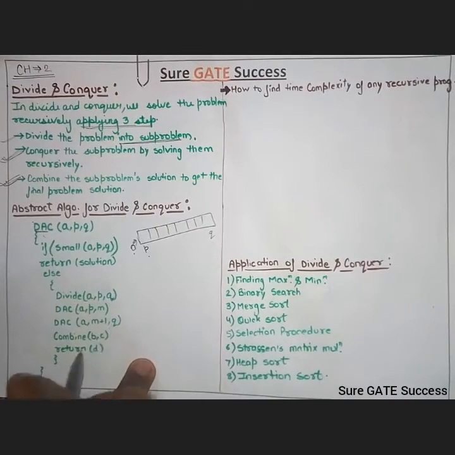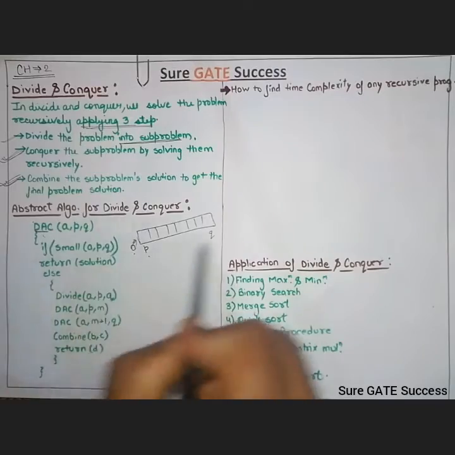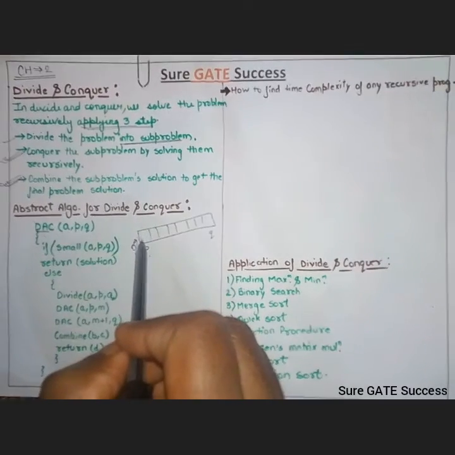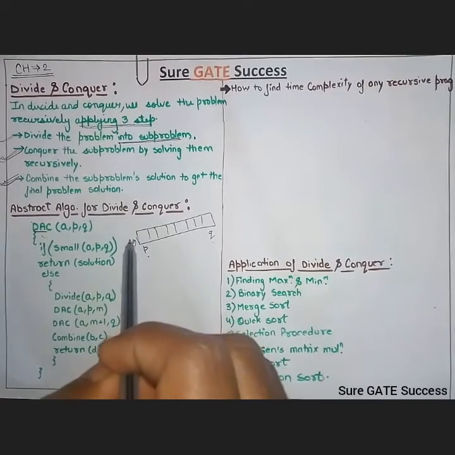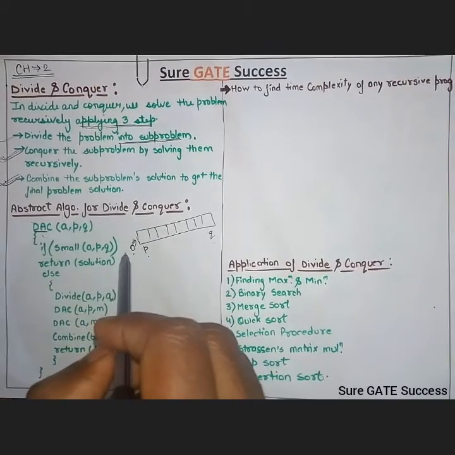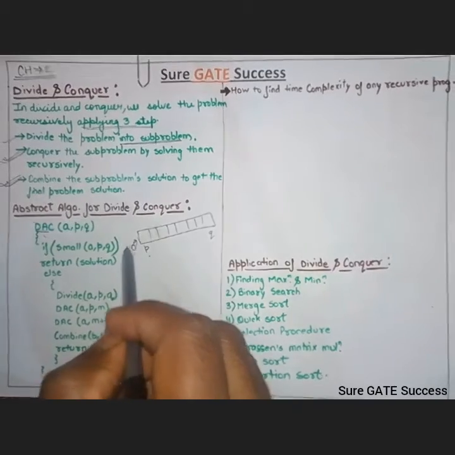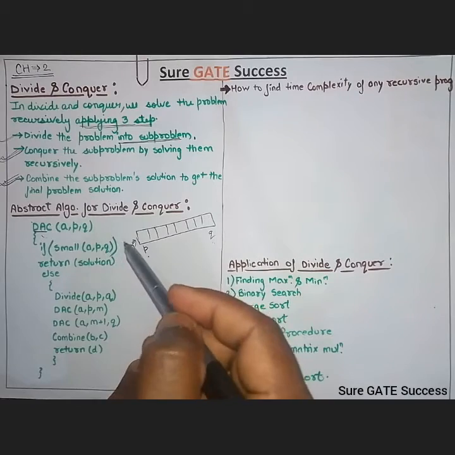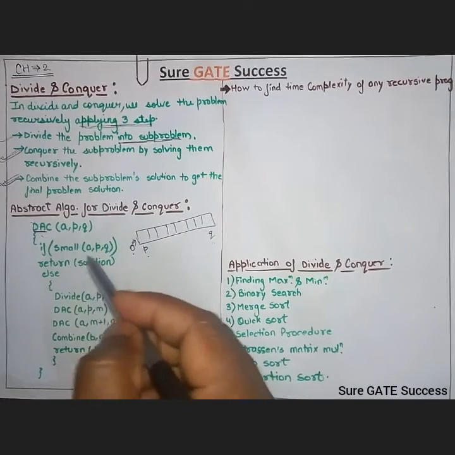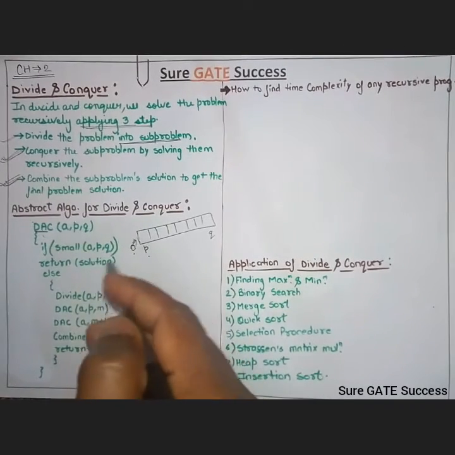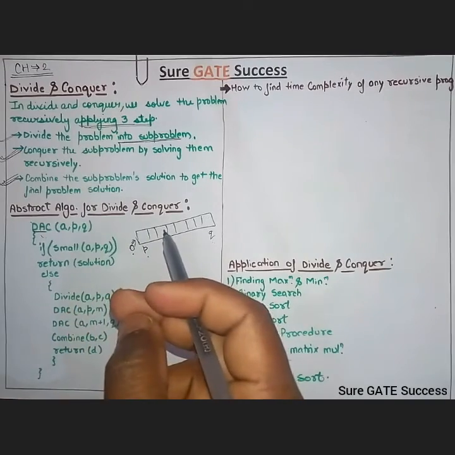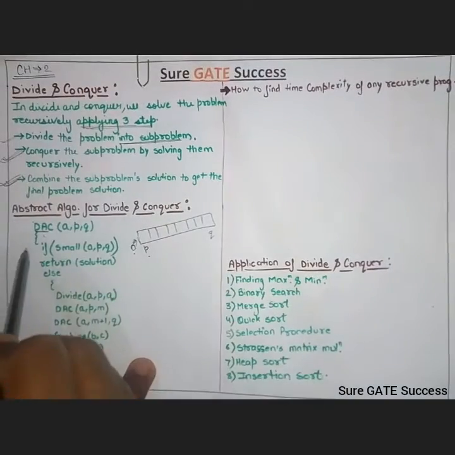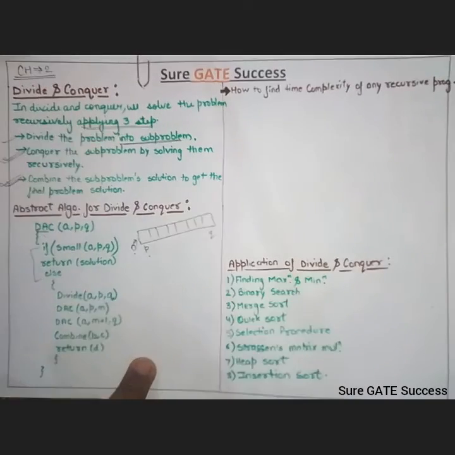If the main problem which we have is a small one, in the case of a small problem we simply return the solution, because we don't have to check for subproblems. If the problem itself is small, that is, if there is either one element or two elements whose answer can be provided directly, these are considered a small problem.